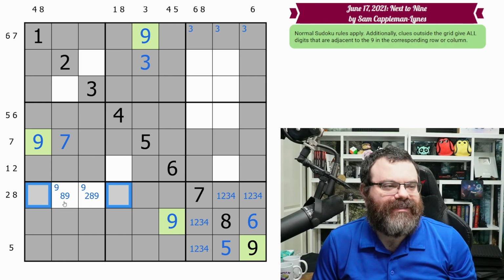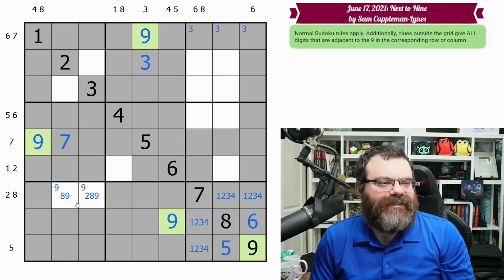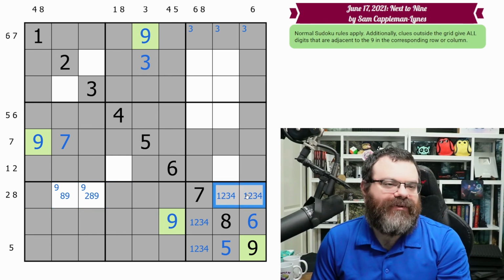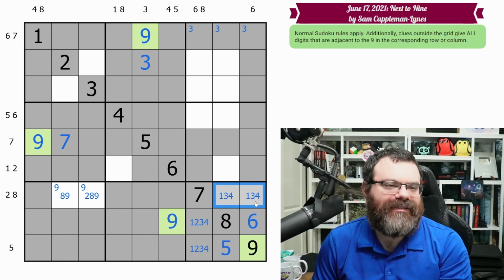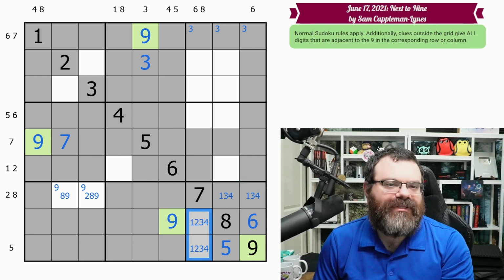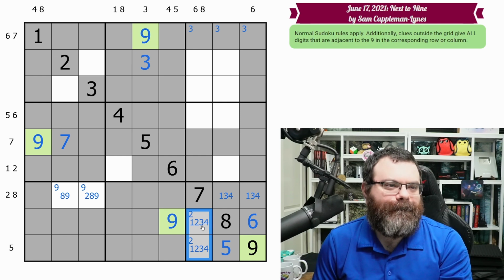But I'm not going to mark these. I only want to mark this here. But we know then the 2 can't be over here because it has to be next to the 9. So that's another thing I could have done. That puts a 2 in one of these two cells. Pointing up, not that that's super important, I don't think.